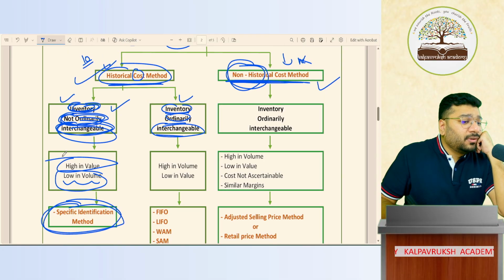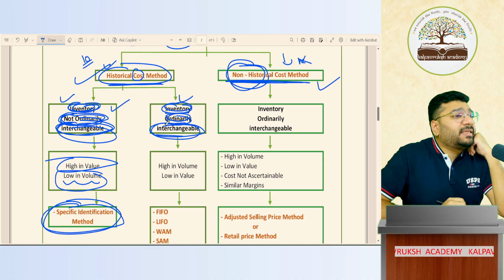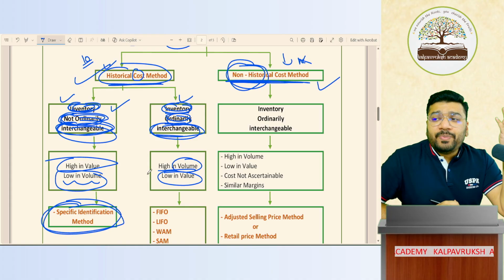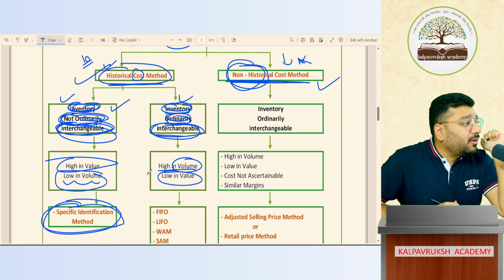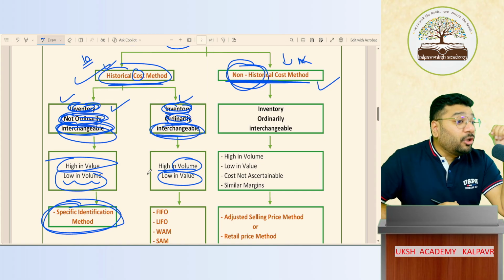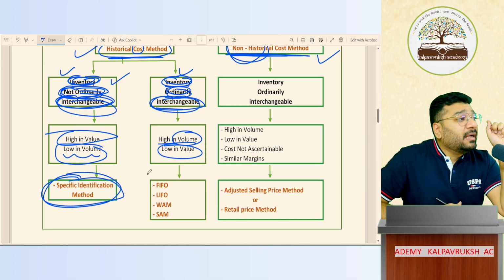Now, those inventories which are ordinarily interchangeable, which get mixed easily, are generally high in volume, low in value. Biscuits, high in volume, low in value. 10 rupees, 15 rupees, 20 rupees. Got it? Not got it? Take any item in DMart, those are high in volume, low in value. In that case, how do we derive their cost?